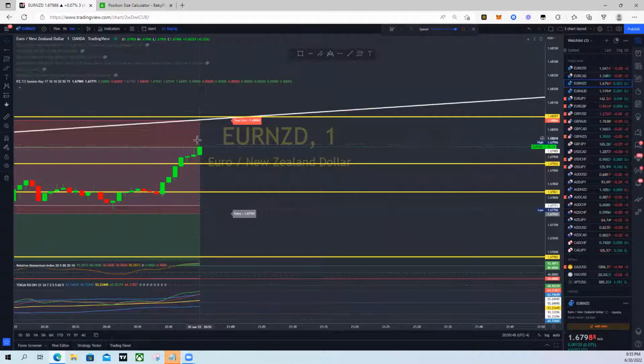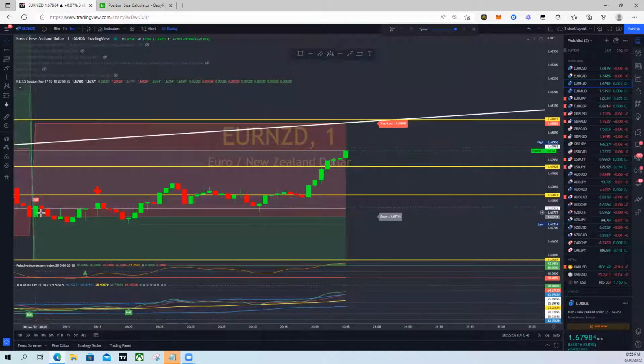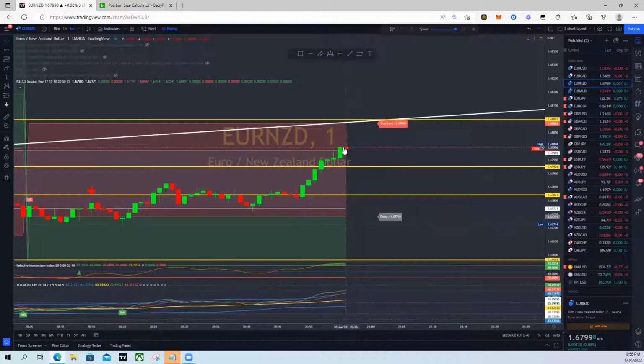Now, of course, if it breaks and keeps going above the zone and then retests the zone, we recalibrate and then we ultimately look for the buy. But right now, it's a point of interest to sell, and it's a great point of interest because it's at the high of the zone.